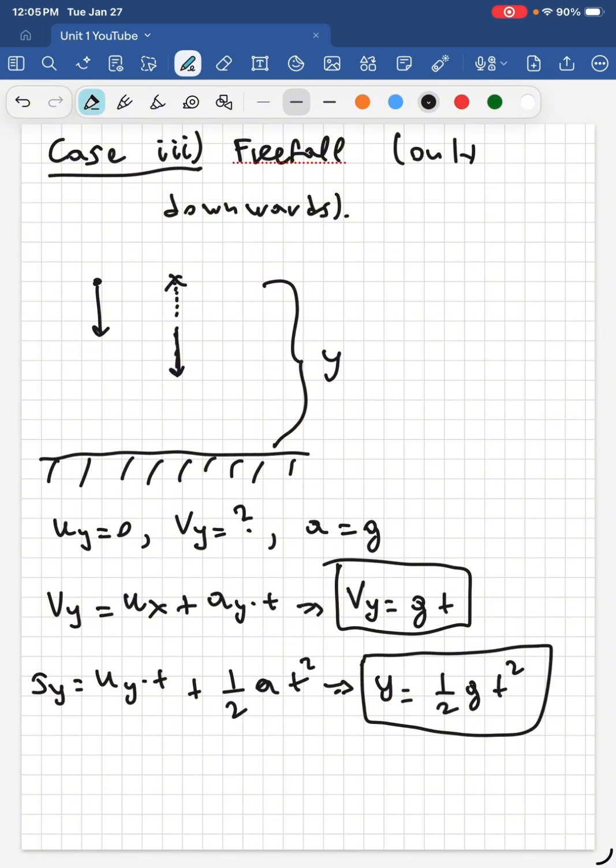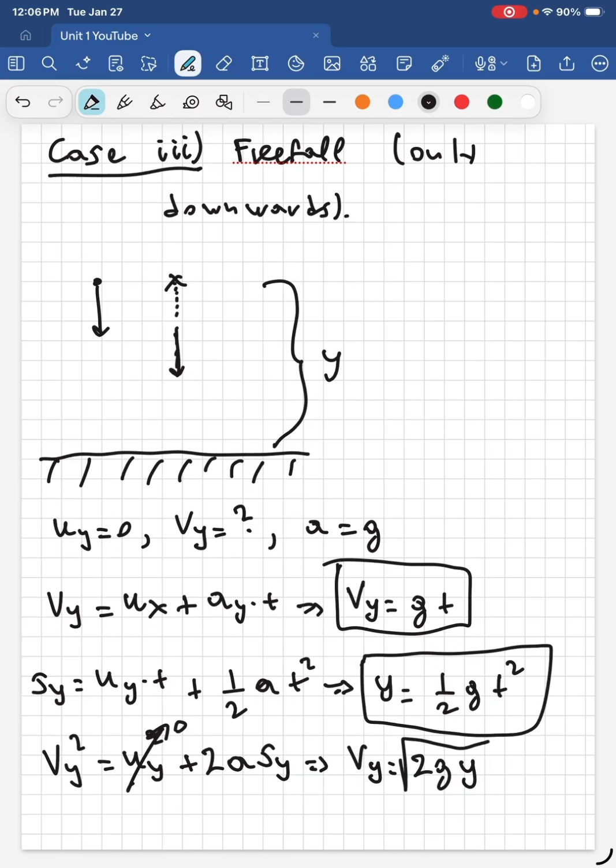For these two equations, we need to know the time to specify the quantities needed. If we don't know the time, but they ask us for the final velocity, you can also use v_y squared is u_y squared plus 2 a s_y. So this is 0, so v_y is the square root of 2gy, because a_y is g, s_y is y. So another way to find the final velocity, if we only know the displacement, is by using this equation. And this was case 3.